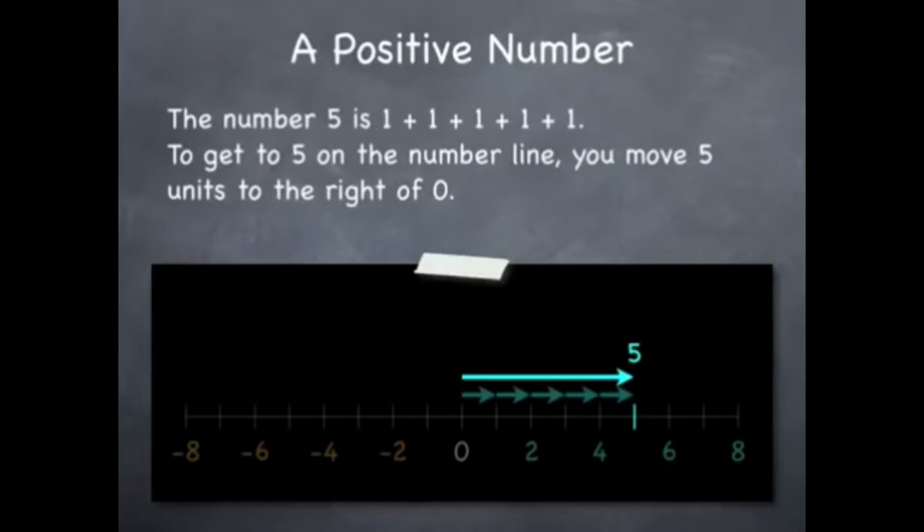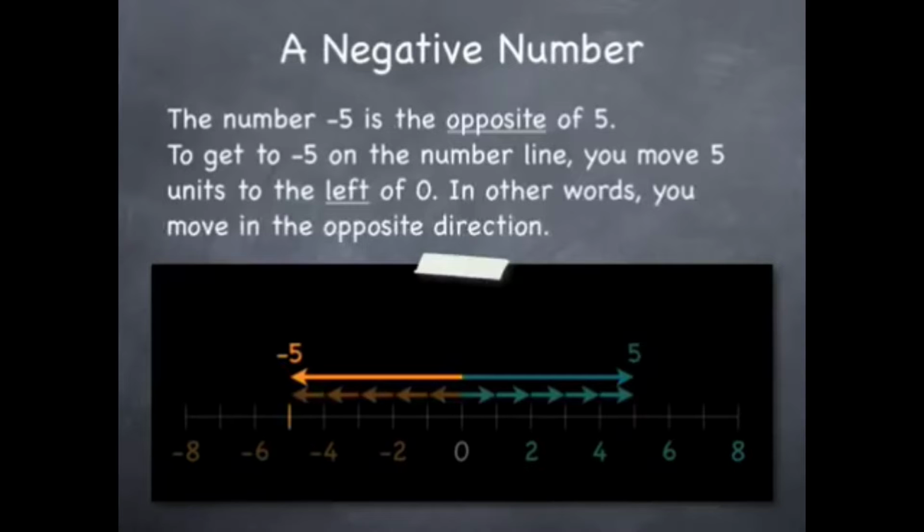The number 5 is 1 plus 1 plus 1 plus 1 plus 1. To get to 5 on the number line, you move 5 units to the right of 0. The number negative 5 is the opposite of 5. To get to negative 5 on the number line, you move 5 units to the left of 0. In other words, you move in the opposite direction.